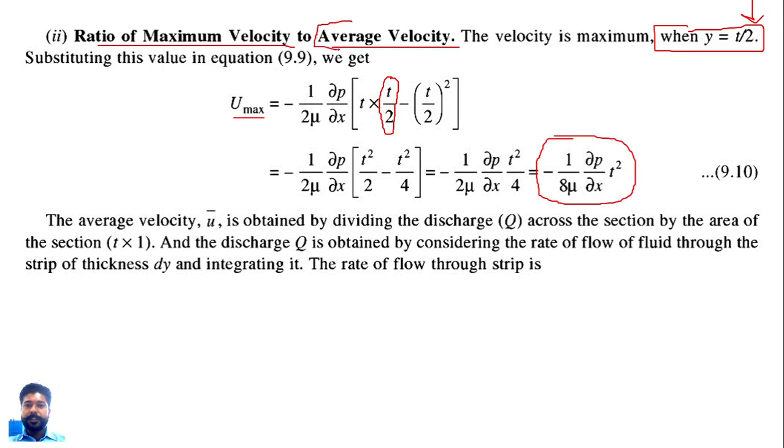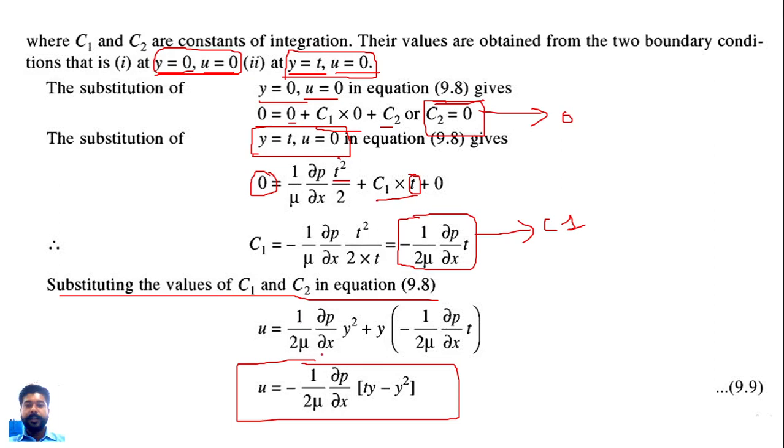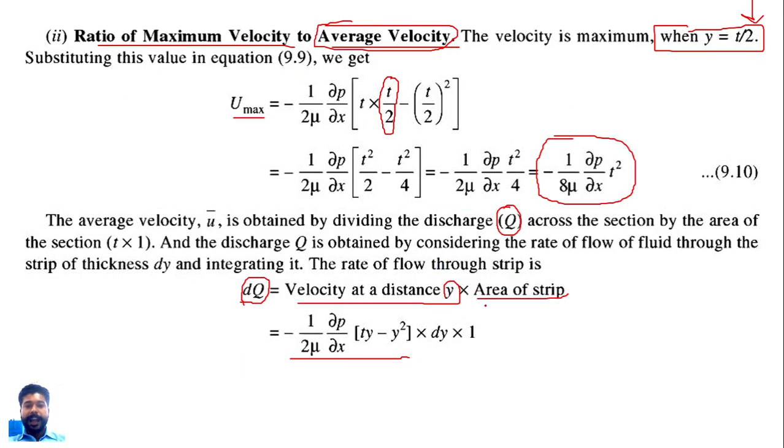And to find out this average velocity, we need to find out the discharge through the arbitrary element. So let us find out that discharge, that is dq, through this arbitrary fluid element, and that is the velocity at a distance of y and the area of that strip. The velocity at a distance of y, which we had already found, and the area of the strip, that is dy into 1.